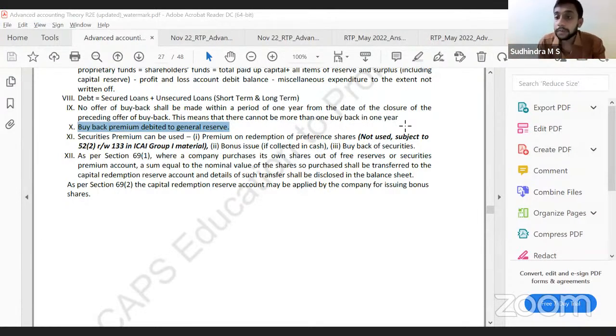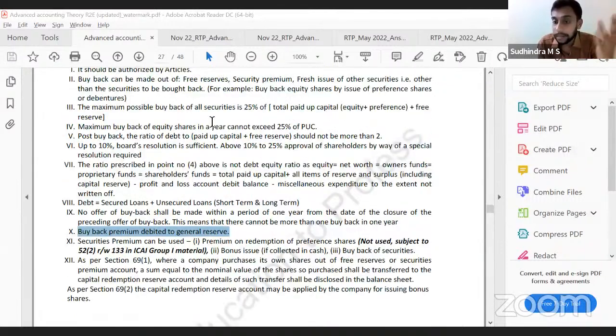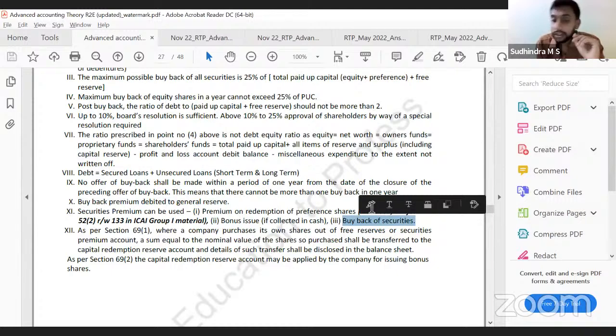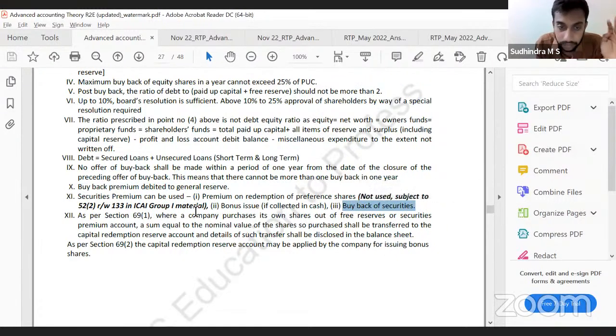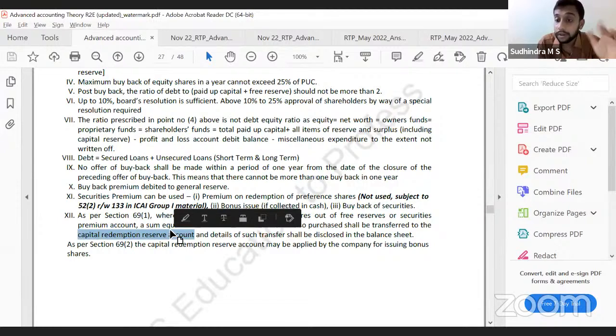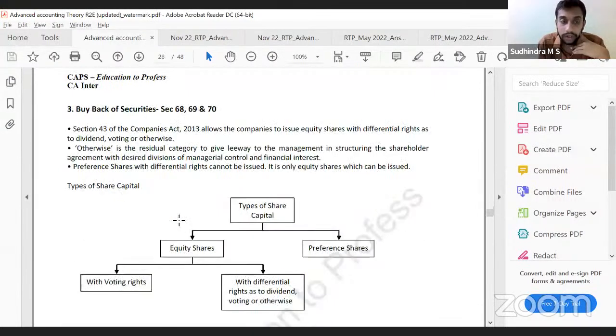We can use securities premium for the purpose of buyback itself directly, right? Buyback out of free reserve, securities premium, and proceeds. Since that is the utilization available, we can directly go with buyback or utilization of securities premium without any restriction. Then section 69 says whenever you are going for buyback out of free reserves or securities premium, an equal amount has to be transferred to CRR. Equal amount in the sense nominal value. Nominal value, and CRR can be used obviously only for bonus issue, not beyond that.